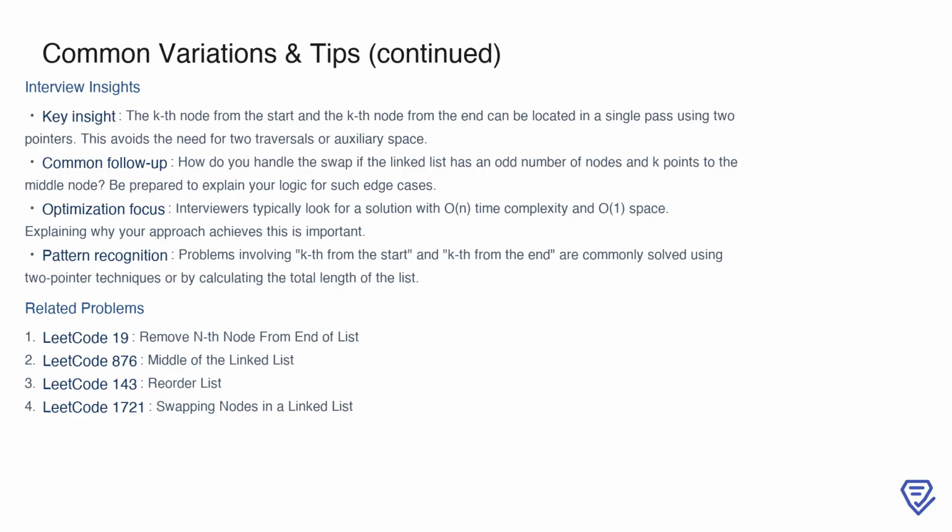Additionally, problems that involve identifying nodes at specific positions, like kth from the start or kth from the end, often rely on two-pointer techniques or leveraging the total length of the list. Recognizing these patterns can help you solve related problems more effectively. Speaking of which, you might want to explore related problems like removing the nth node from the end, finding the middle node of a linked list, or reordering a list, as they build on similar concepts.